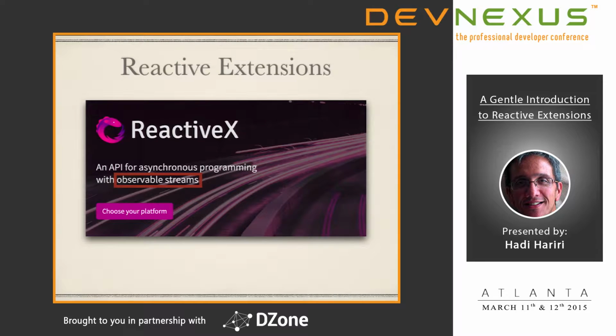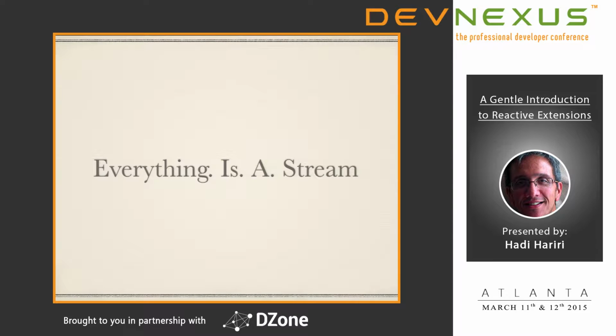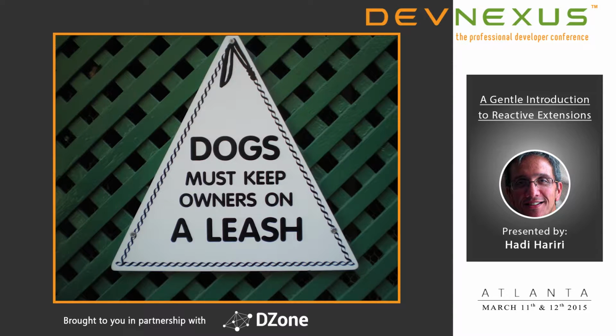The one thing to highlight here is this concept of observable streams, okay? So, an API for asynchronous programming with observable streams. So let's just say everything is a stream and it's observable, right? I'll throw that out at you and you're kind of like, what the hell did I just say, right? Well, what is a stream? What is observable? What exactly does that mean?